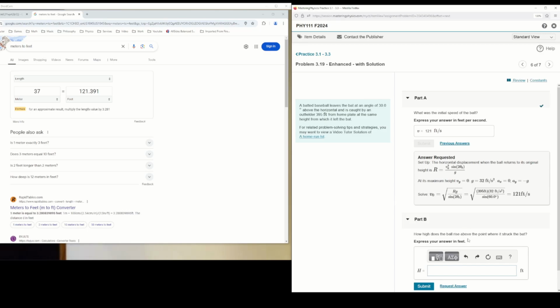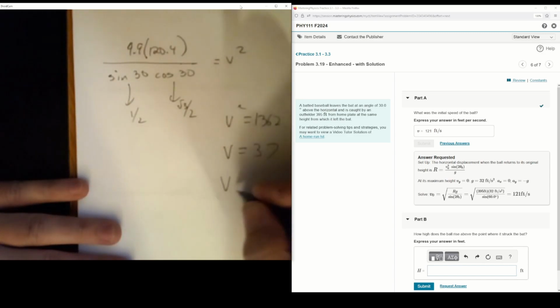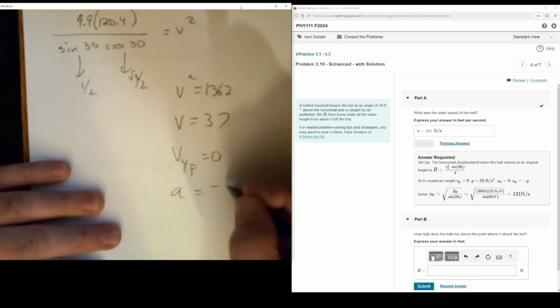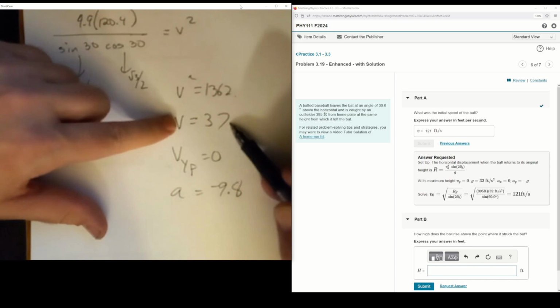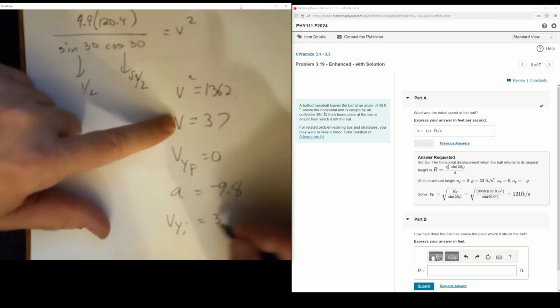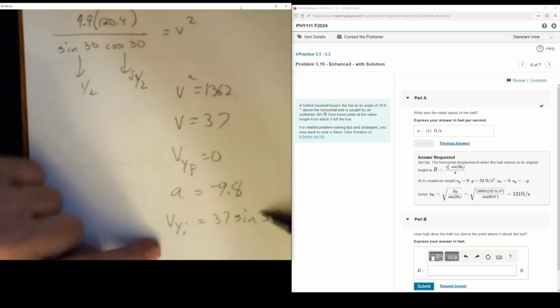What's this next part? How high does the ball rise above the point where it struck the bat? So it wants to know its maximum height. Maximum height, of course, is given by final velocity is 0 in the y direction. And we know acceleration due to gravity. And now that we know the velocity, I'm still going to work in meters. We can get the y component of velocity, because remember that's going to be sine of our angle there. And what was the angle here again? 30 degrees.